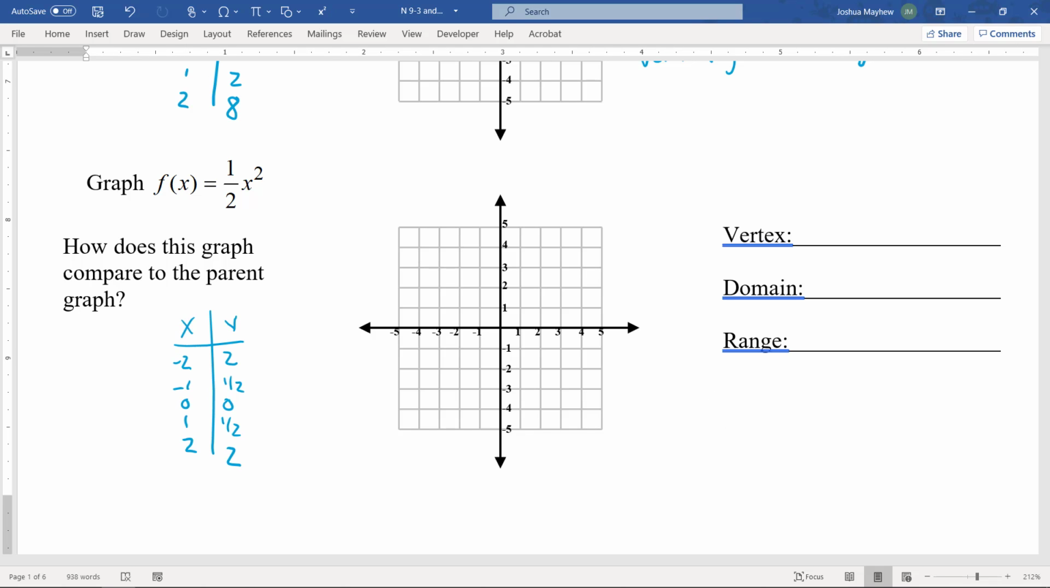Okay, so 1, 1/2. Yes, you can graph a half. Nothing wrong with that. 2, 2. So your graph looks like this.